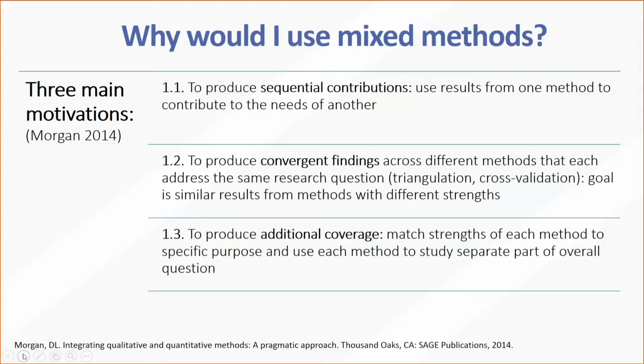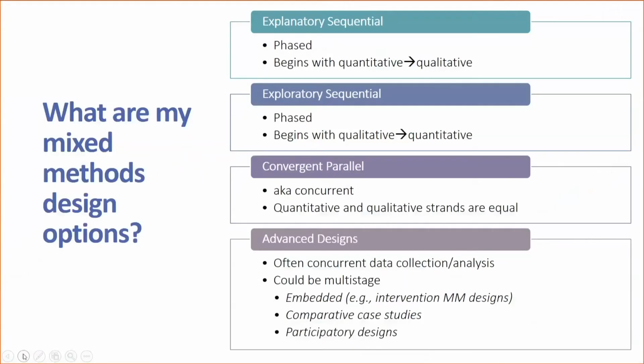You're asking the same research question, but you're using methods for their different strengths and ideally bringing them together to look at potential convergence of results. And it could be that you're using mixed methods to produce additional coverage. This is where you're matching the strengths of each method to a specific purpose, and each method is handling a separate part of the overall research question that you're addressing. Now, as I mentioned, there are several different designs. It could be that you are starting with quantitative work and then moving into qualitative work in a phased approach.